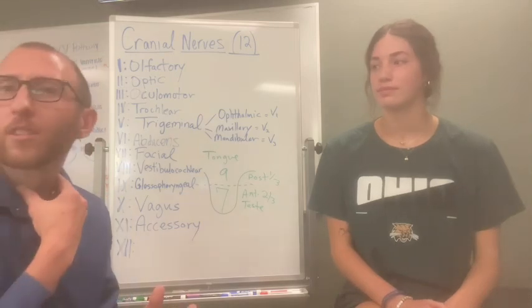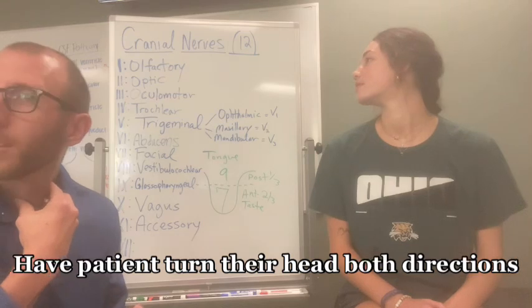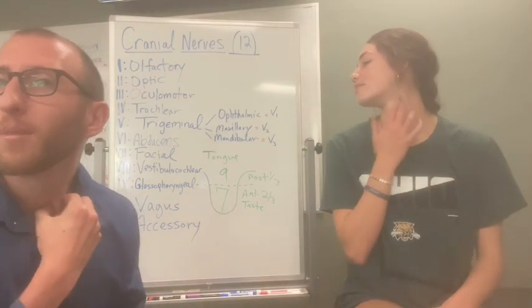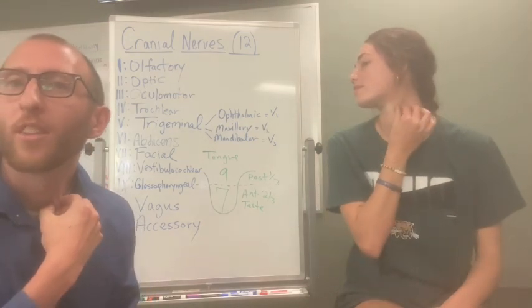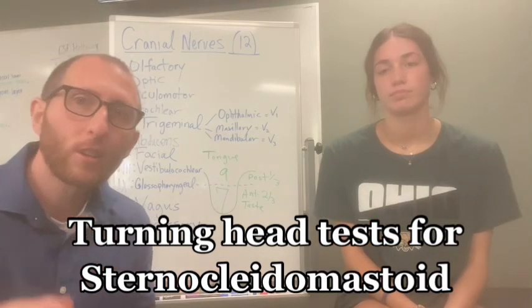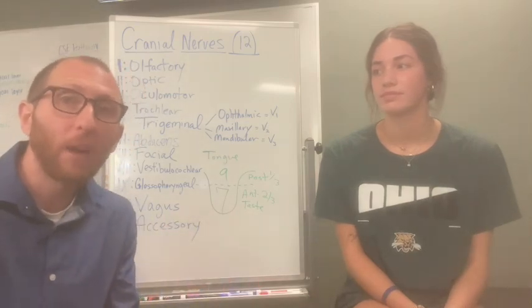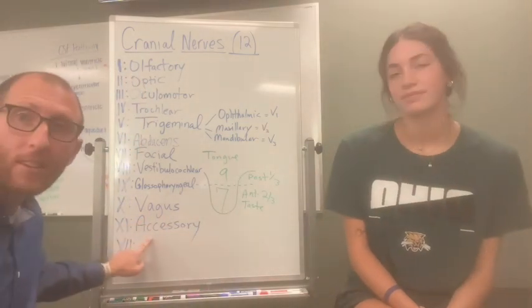And then Olivia, can you turn your head to the right, turn your head to the left? Turning your head tests for this muscle right here called the sternocleidomastoid. Both the trapezius and the sternocleidomastoid are innervated by the accessory nerve.